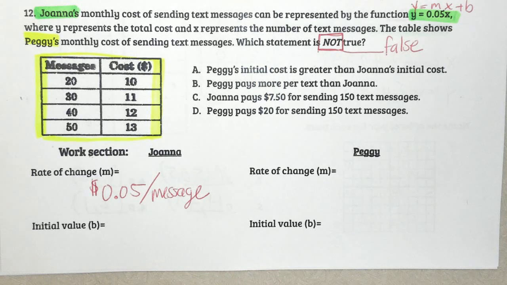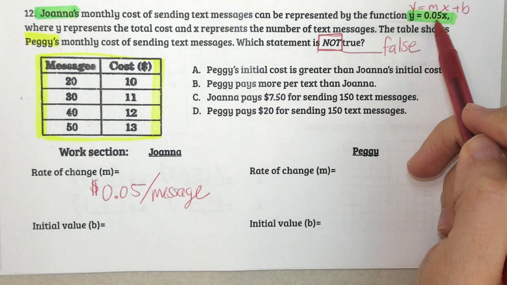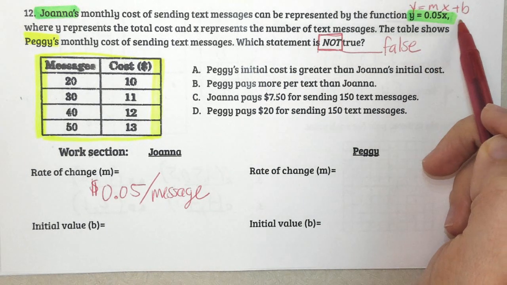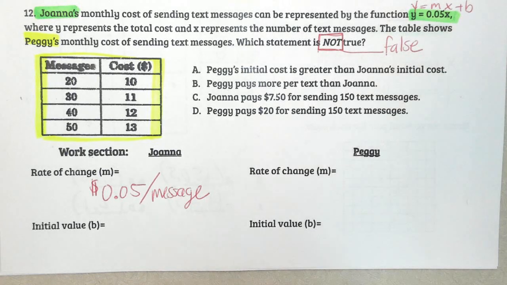What was my B value on this one, Sophia? If you look at the formula or the equation here, what's my B value? 0. There is no B value. It's not plus anything at the end, so that means we were adding on nothing. Perfect. For Peggy's then, Peggy's is a little bit more complicated.